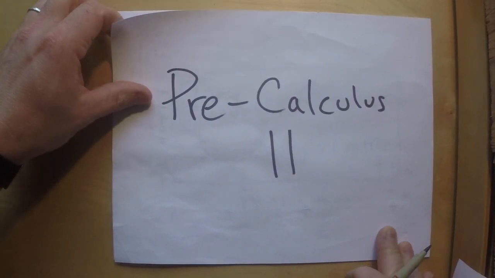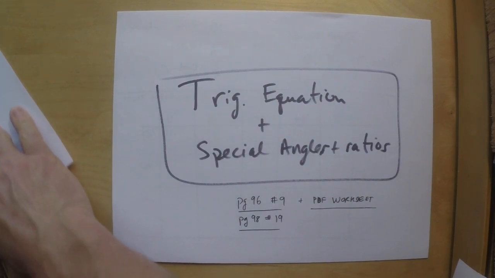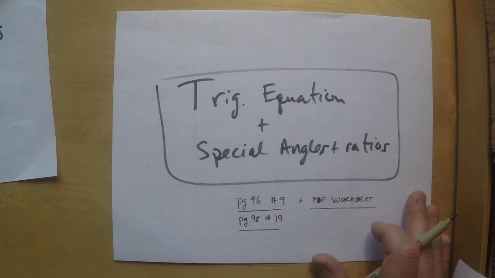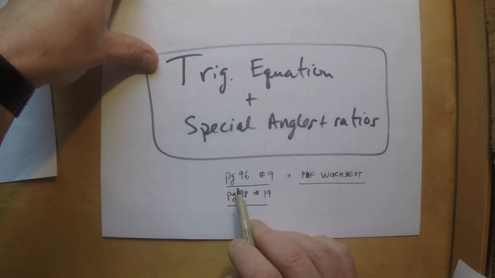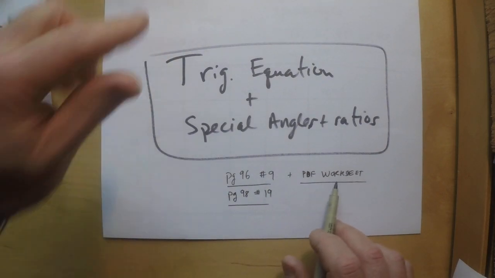All right, pre-calc 11, here we go. More trig. Trig equations and special angles. Good times here on a May overcast day. So here we go. Trig equations and special angles and ratios. These are the pages. There's 2 questions from there and then a worksheet.